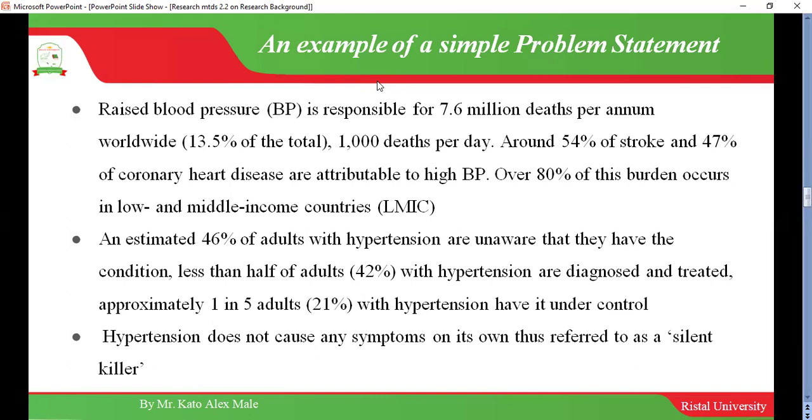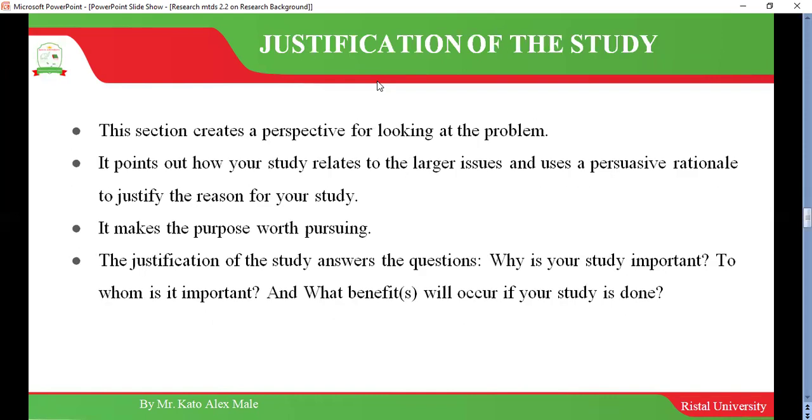So hypertension does not cause any symptoms on its own, therefore it is referred to as a silent killer. Now, this is all showing your readers, your reviewers, that the problem really exists, and how it exists, unlike other conditions. Like I told you, the problem statement can go up to 2 pages. I just provided this brief example because this is a presentation.